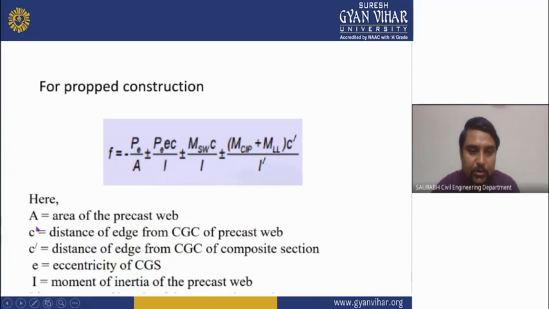Here we will see the meaning of A, the area of the precast web. C, distance of H from the center of gravity of the precast web. C dash, distance of H from the center of the composite section. E is the eccentricity of the center of gravity, I is the moment of inertia of the precast member, and I dash will be the moment of inertia of the composite section.